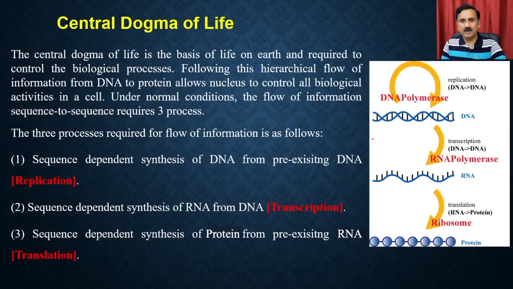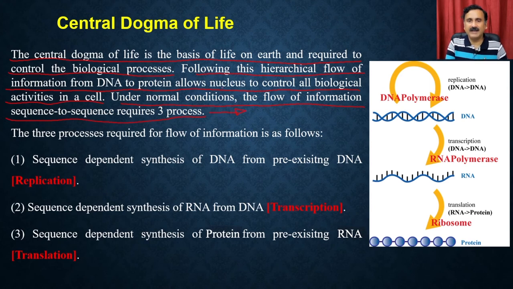So if we have to follow the central dogma of life, we have to run multiple reactions. The central dogma of life is the basis of life on earth, and it is required to control the biological processes. Following this hierarchical flow of information from the DNA to protein allows the nucleus to control all biological activity in a cell. Under normal conditions, the flow of information from sequence to sequence requires three processes.